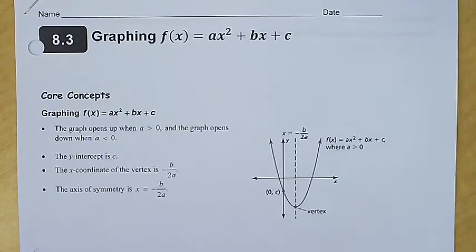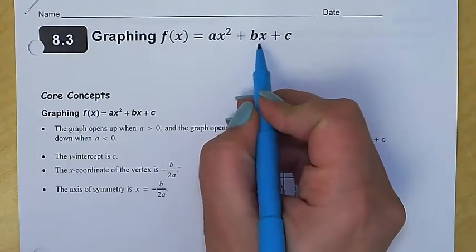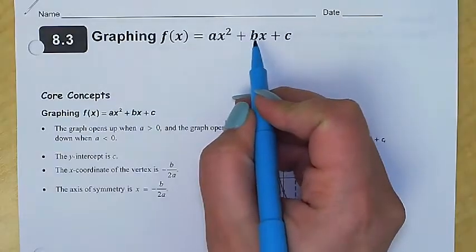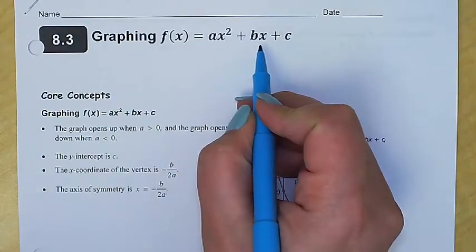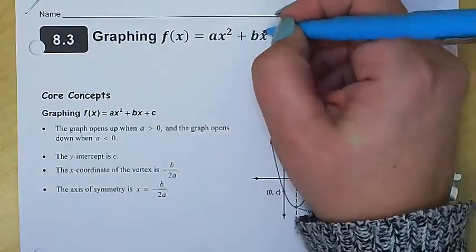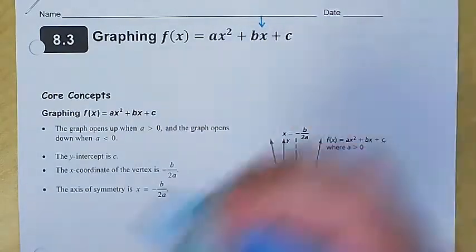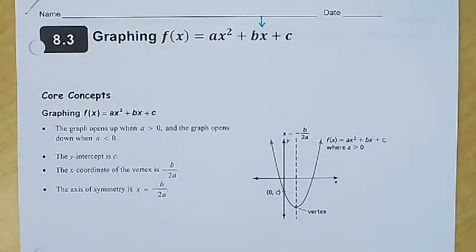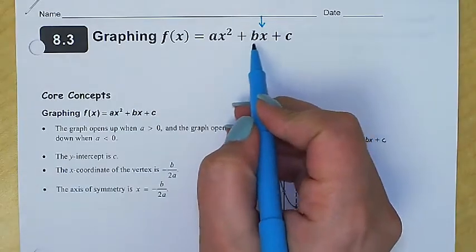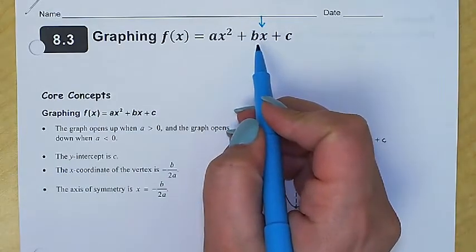Lesson A3 finally gives us the last term that is usually involved in our quadratic equations, which is this middle linear term, the bx term, when we're in standard form. So today we're going to discover and explore what impact that has on our parabola.